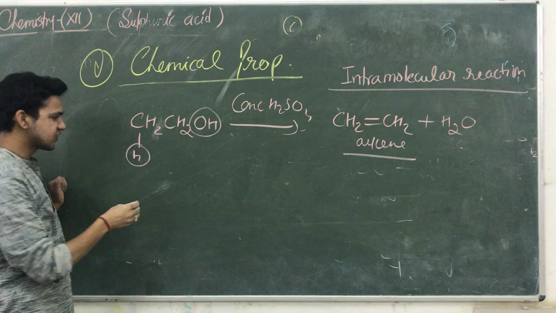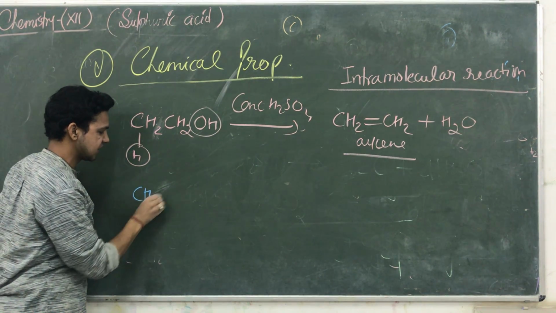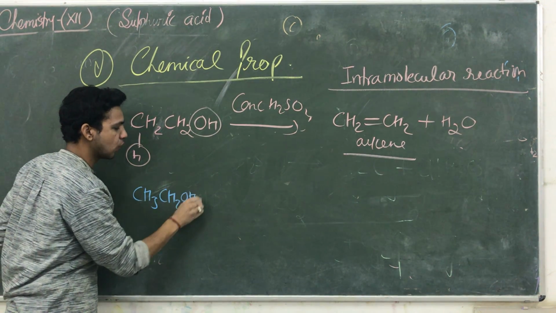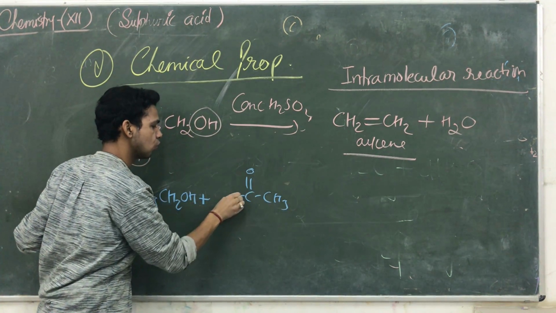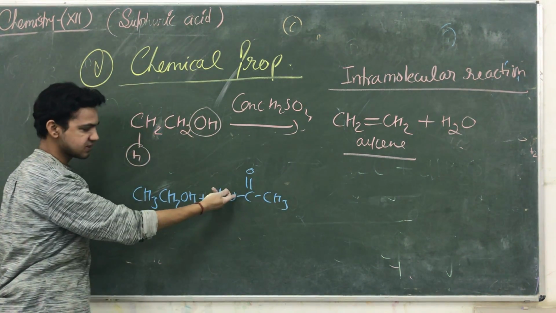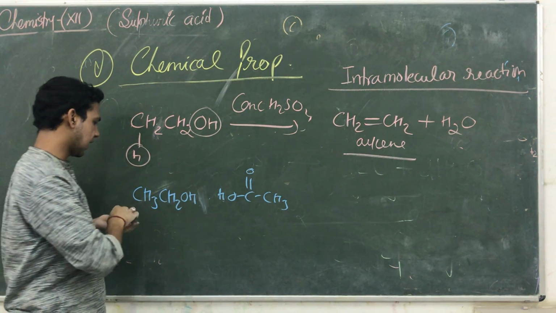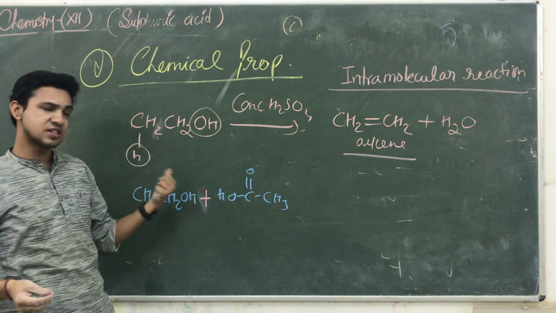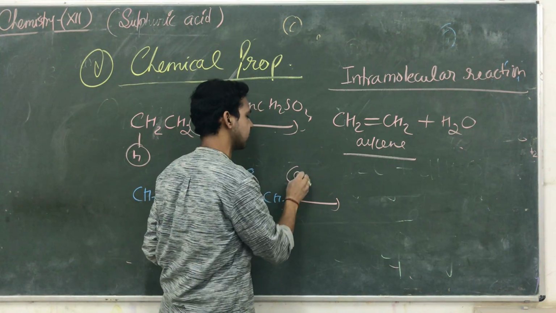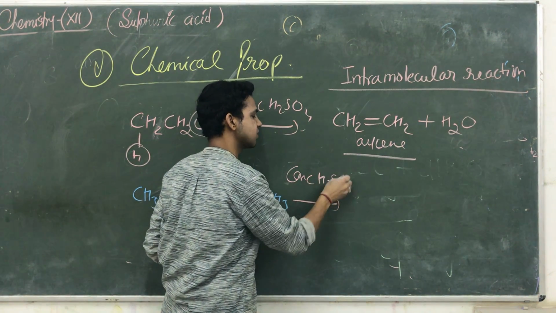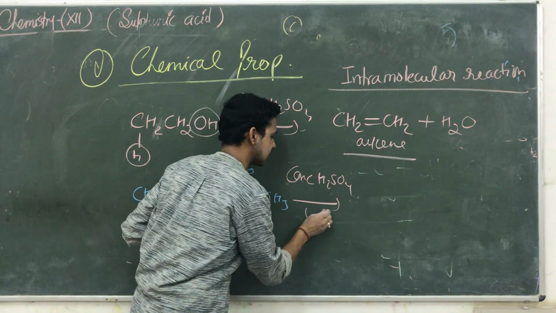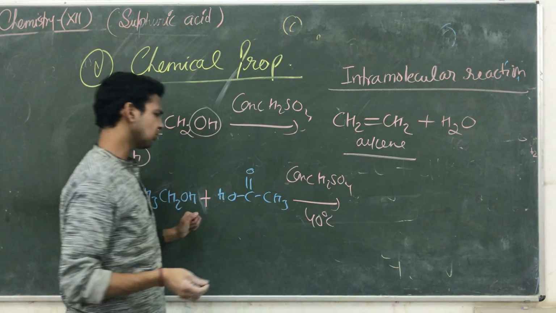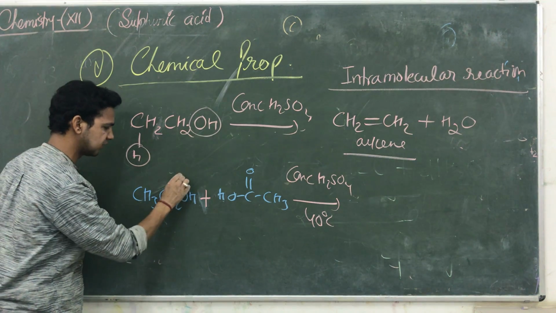अब इसका दूसरा रिएक्शन आपने पढ़ा था एस्टर बनाने में. CH3CH2OH react with CH3COOH. ये क्या है? एसिड. ओके, और ये क्या है? अल्कोहल. तो एसिड और अल्कोहल की रिएक्शंस जब कॉन्सेंट्रेटेड H2SO4 की प्रेजेंस में कराते हैं, the temperature is less than 40 डिग्री सेल्सियस. ओके, तो क्या बनेगा आपका? यहाँ पे भी डिहाइड्रेशन होगा.